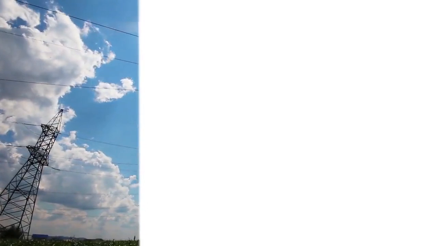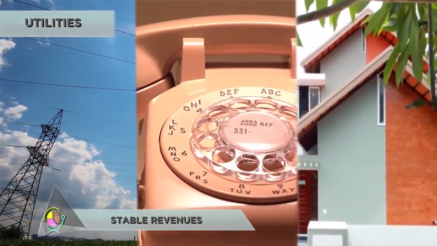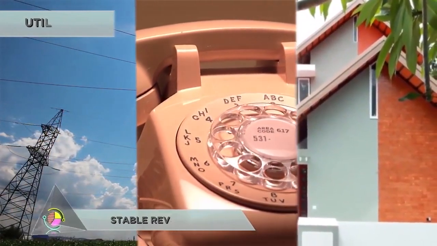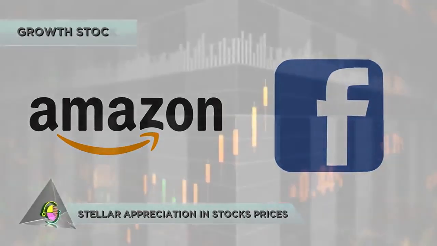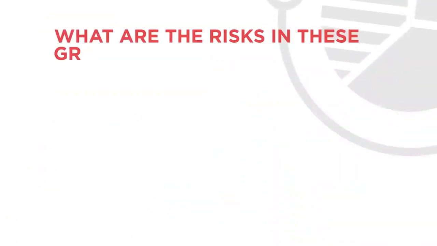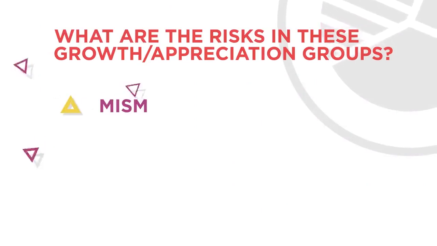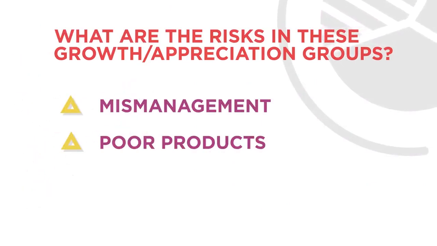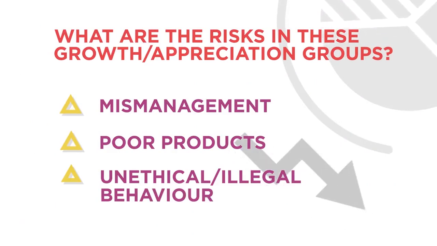Utilities provide electricity, telephone, and other essential services. They have stable revenue streams, don't show much capital appreciation. Growth stocks, such as the Amazons and the Facebooks of the world, have in contrast shown stellar appreciation in their stock prices. But what are the risks in these growth and appreciation groups? Companies fail for many reasons: mismanagement, poor products, unethical, even illegal behavior. This can cause their stock prices to collapse.